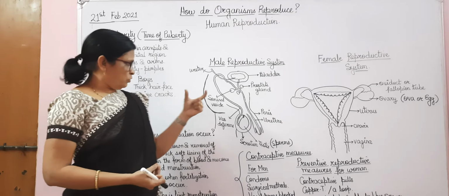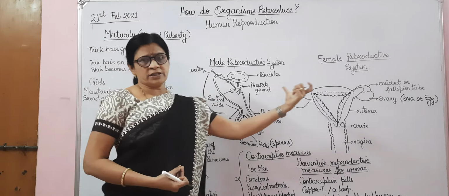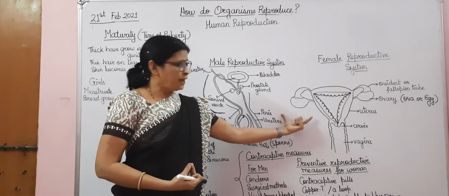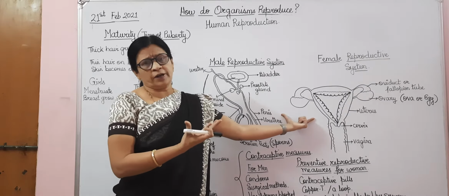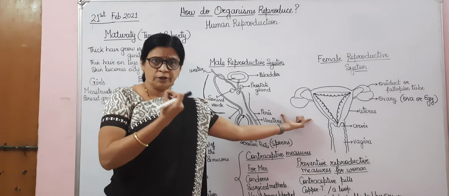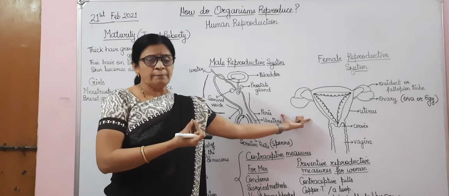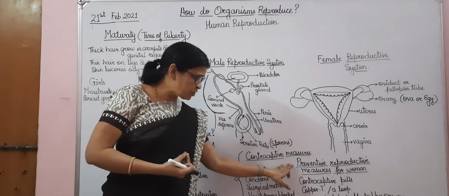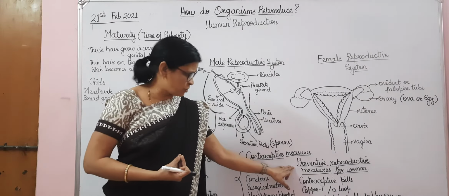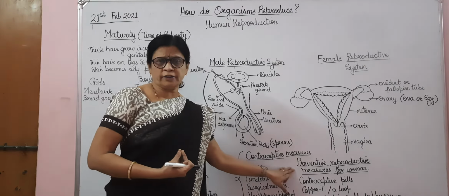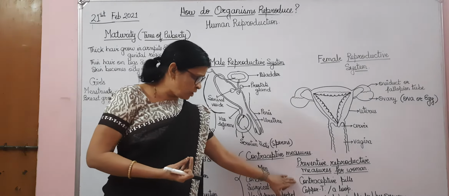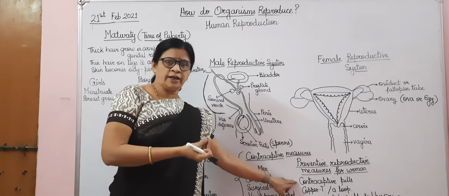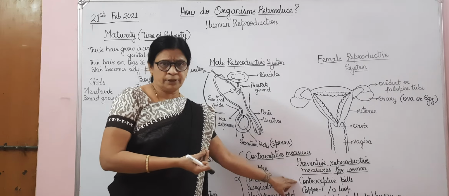Now when the male and female gametes come together, they undergo fertilization. But when there is no need of reproduction, there are some contraceptive measures each lady or man can use, and these help in the prevention of reproduction. For women, she can take contraceptive pills, which are hormonal pills that do not allow the fertilization of the embryo.